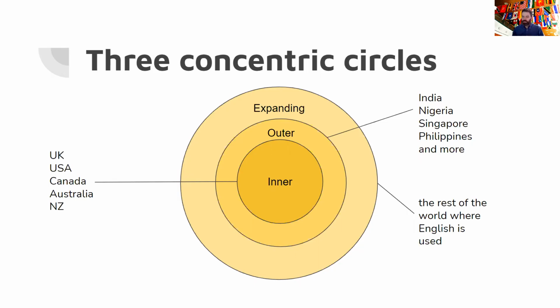So in the inner circle, you can see that the types of countries that are considered inner circle in this model are UK, USA, Canada, Australia, New Zealand, places that are native English speaking majority. Then we have the outer circle. These tend to be former colonial nations such as India, Nigeria, Singapore, places often throughout Africa and Asia. And then the expanding circle is the rest of the world where English may be used to some capacity, but it doesn't necessarily have an official or bilingual status in the country.